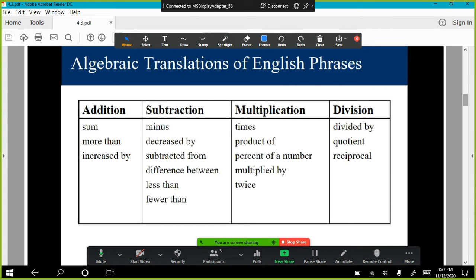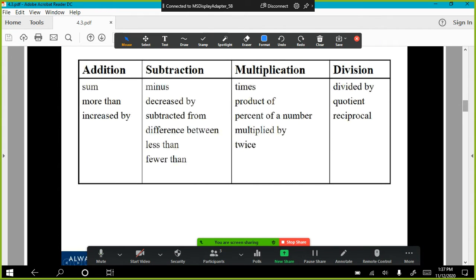Subtraction, you may see the word minus, decreased by, difference between, subtracted from, less than, fewer than. Multiplication, we could use the word times, product, percent, multiplied by, twice, 3 times, 4 times, something like that. Division, they'll say divided by, quotient, or if you hear a reciprocal, they're talking about division at times too.